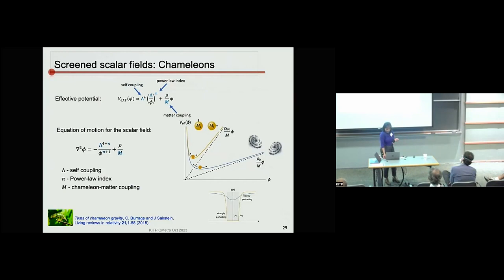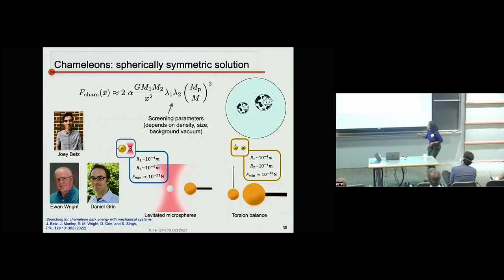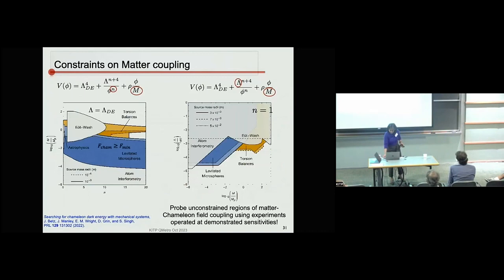And one can look for them. I had a student, Joey, who calculated the chameleon mediated force between two spheres in the middle of a spherical vacuum chamber. My big contribution was to think of mechanical systems that are spherical, where all his approximations applied very well. And what we find is, whether it's levitated microspheres next to a levitated source mass or torsion balance experiments, you can explore a big region of this chameleon space.